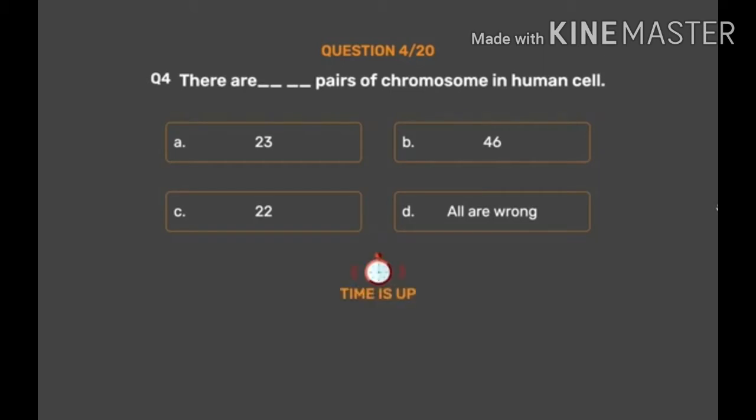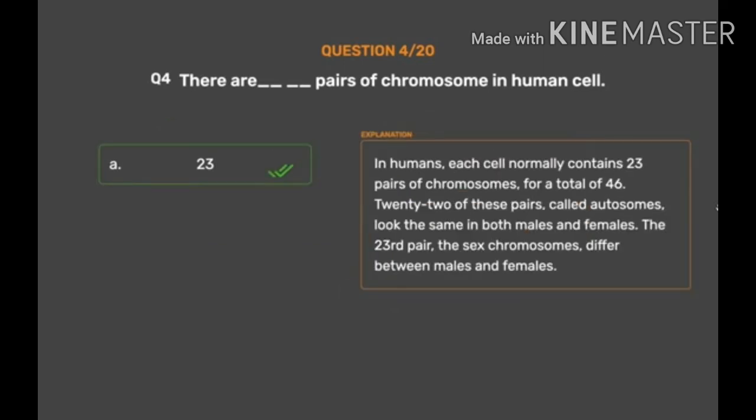The correct answer is option A, 23. In humans, each cell normally contains 23 pairs of chromosomes, for a total of 46. 22 of these pairs, called autosomes, look the same in both males and females. The 23rd pair, the sex chromosomes, differ between males and females.